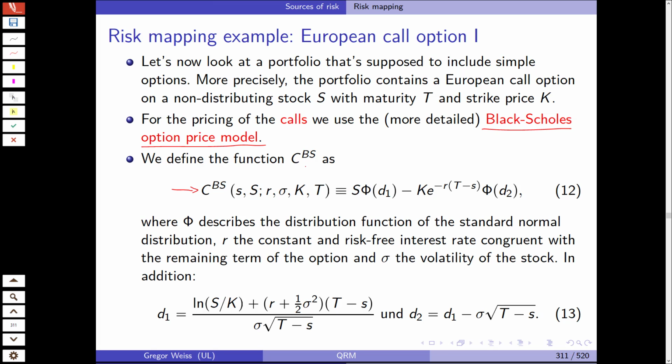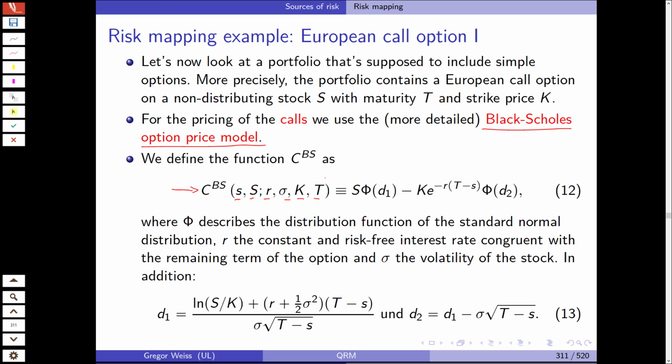Let's look at the next example, the example of a European call option. Now, I hope you're all familiar with what a call option is. You should know from other lectures that the Black-Scholes option pricing model is by far the most central and most widely used model for coming up with a theoretical price for a call option, or for any option in that sense. And we now define the function C_BS, the price of a call, BS for the Black-Scholes model, and it depends on s, t, r, sigma, K, and T.